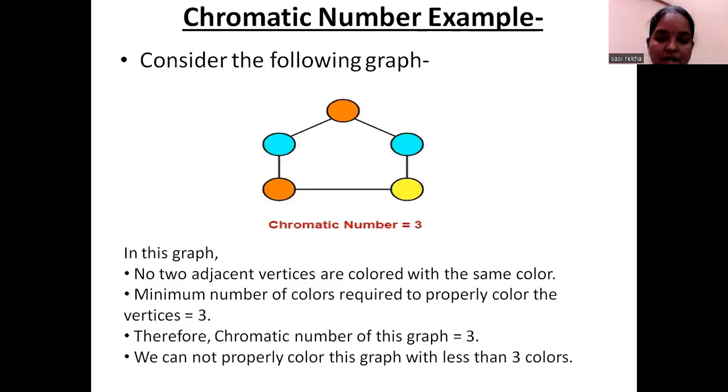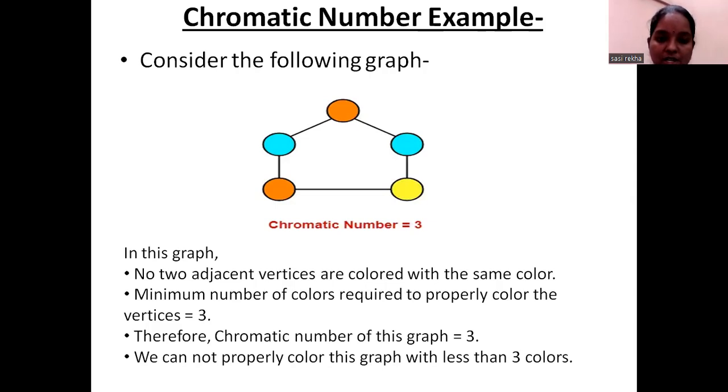Here you can see the same graph we saw previously, but there 5 colors were used for coloring the vertices. With the chromatic number, the colors used for this graph are only 3. These 3 colors also satisfy the condition. What is the condition? You can check that no two adjacent vertices are colored with the same color. Therefore the chromatic number of this graph is 3.